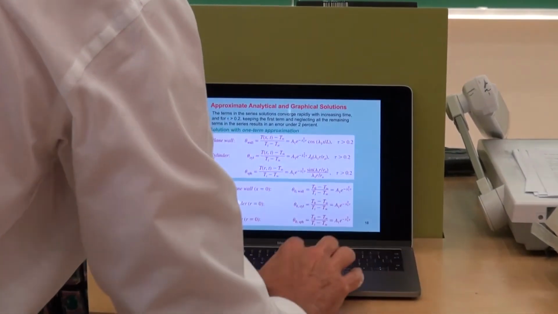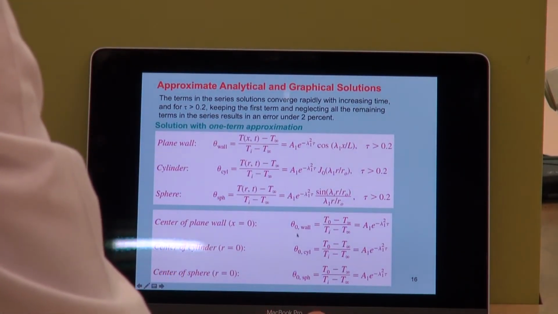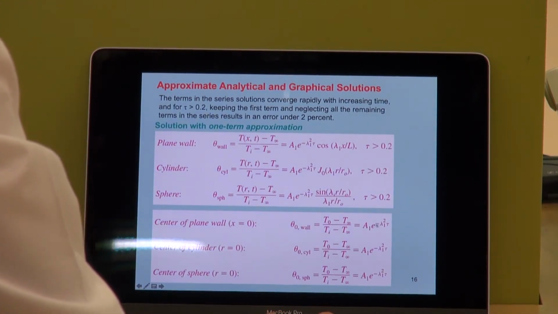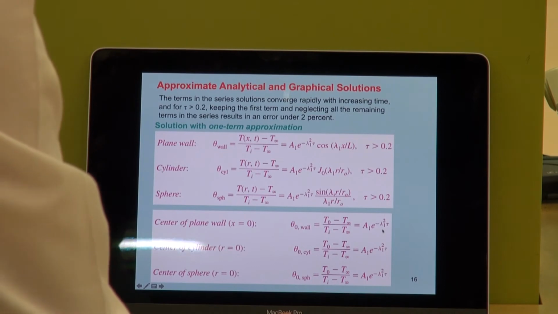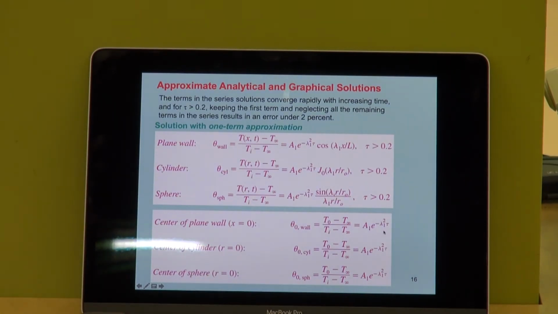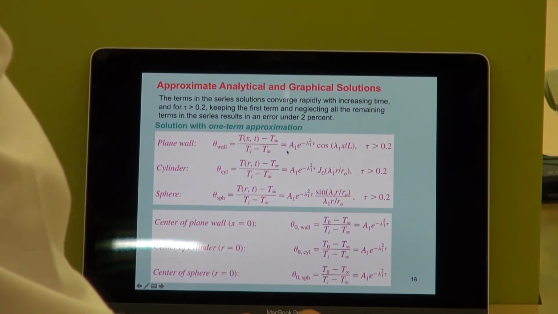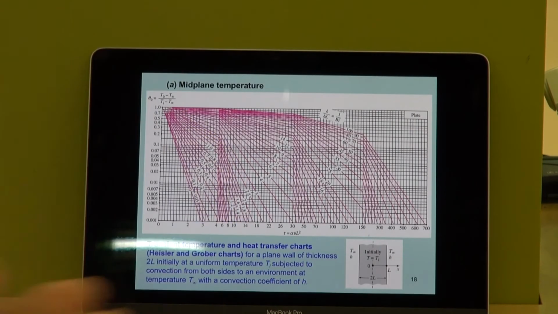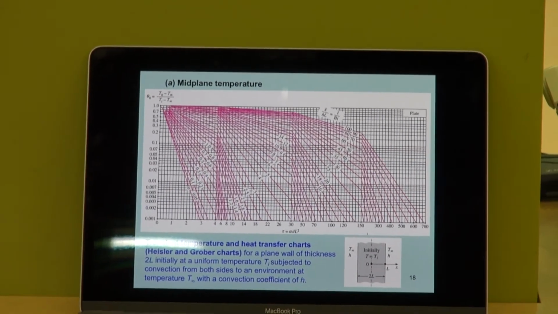What we can also do, in terms of the temperatures, as I've mentioned, is look at the temperature at the center. Because the cosine terms disappeared, it can be written as a very simple equation, A1 e to the minus lambda 1 squared multiplied by tau. These were the values for n equal to 1 only, so that would be when we make the assumption that tau is larger than 0.2. And then let's jump to what is called the Heisler charts.